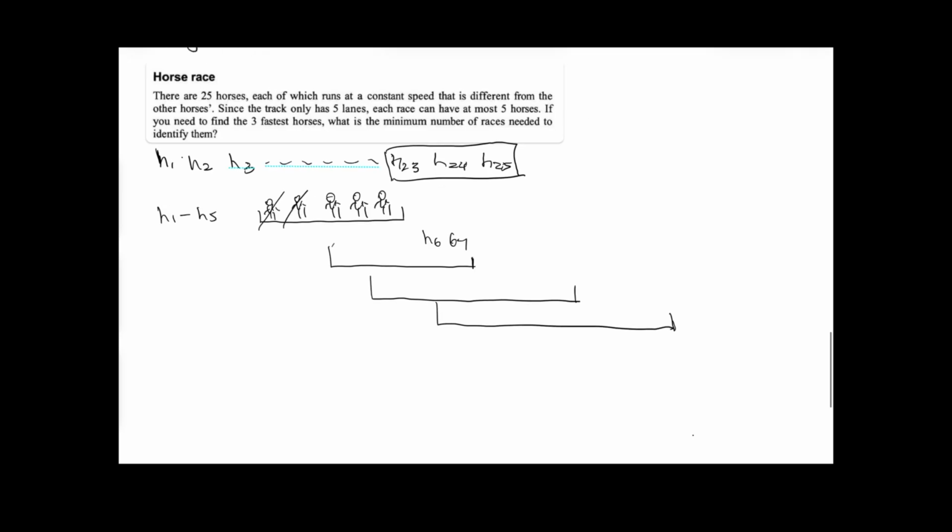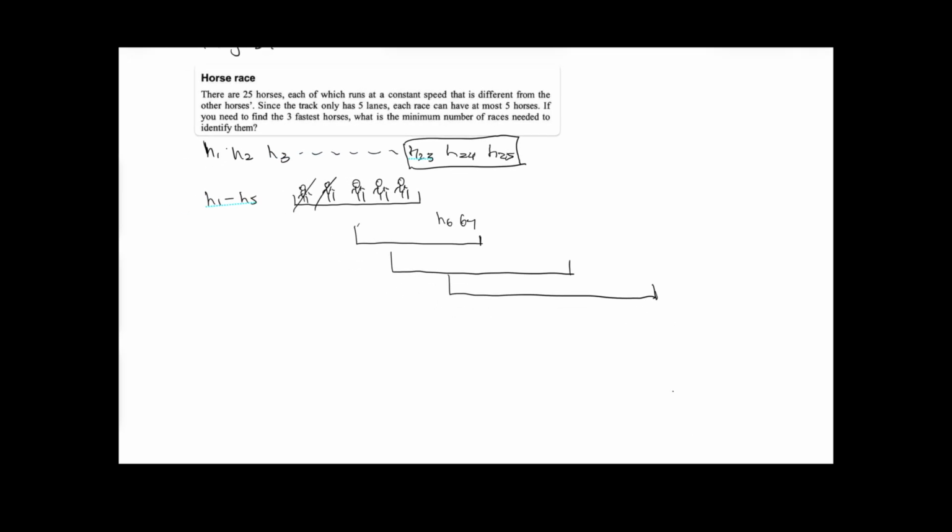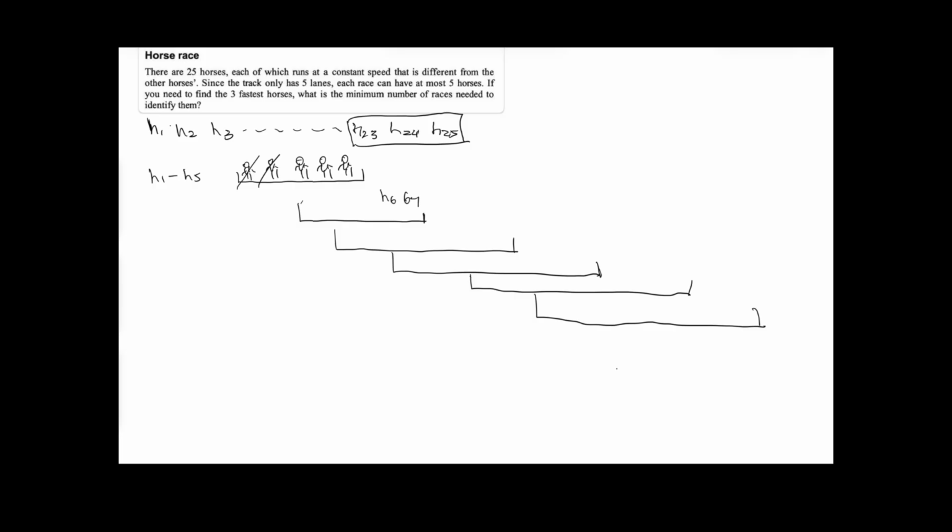And this is really intuitive, and it's definitely gonna guarantee our 3 fastest horses by repeating this way. So always keep the 3 fastest horses from each round, and then add in 2 more that we haven't raced yet. So eventually, on your last round, your 3 fastest horses will be the 3 fastest horses out of all the horses.